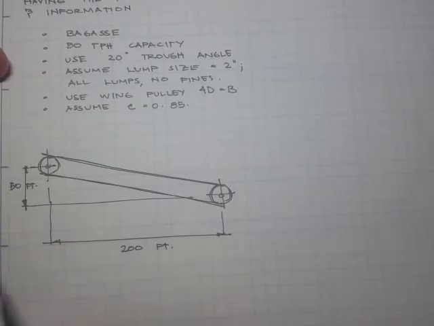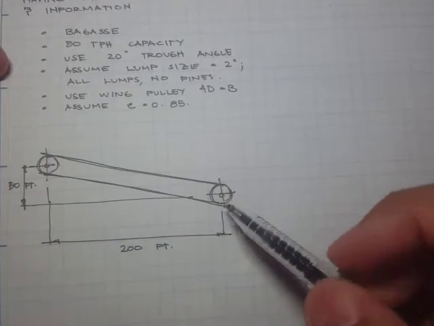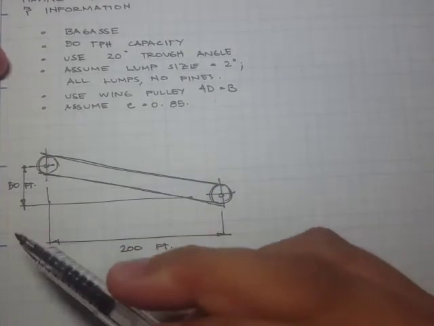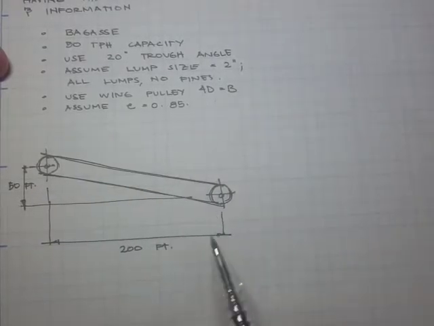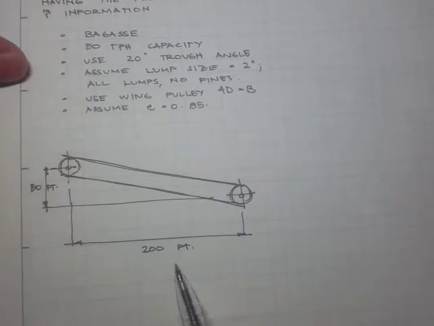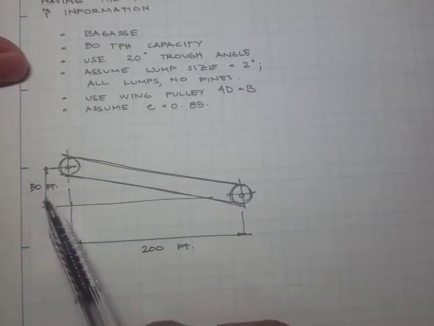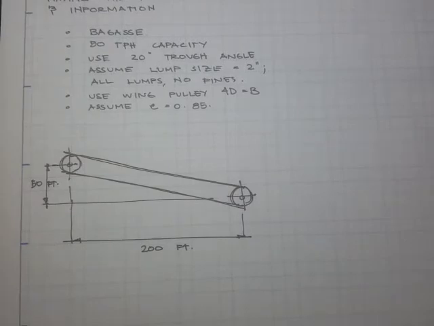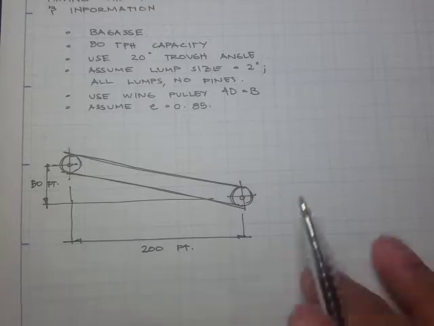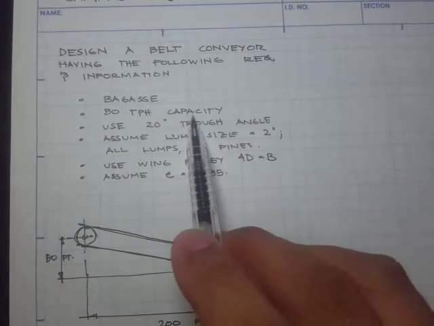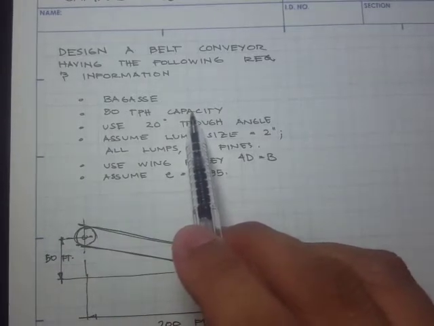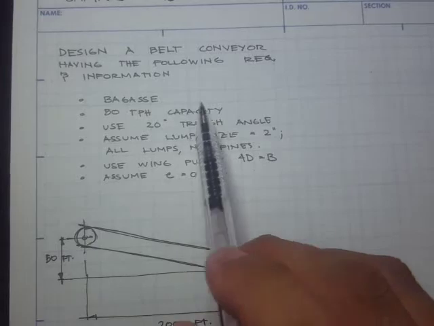In the figure, it specifies the horizontal dimension and then the vertical dimension from pulley to pulley. So we have 200 feet along the horizontal and 50 feet along the vertical. Okay, so this is a design problem. So again, when we say design problem, we are given the loads or the required capacity, and then we are to specify the dimensions of the belt conveyor.